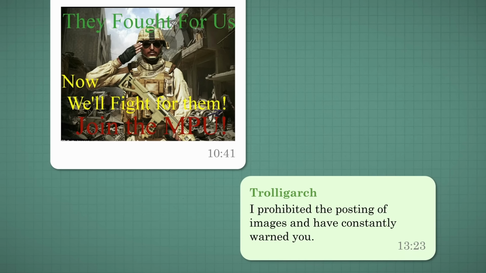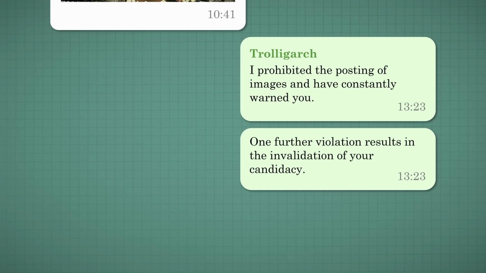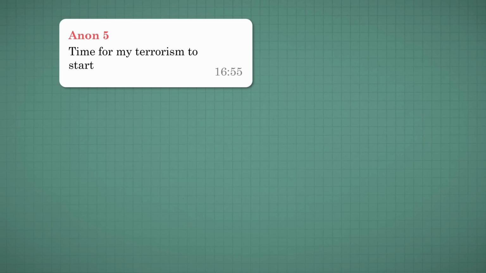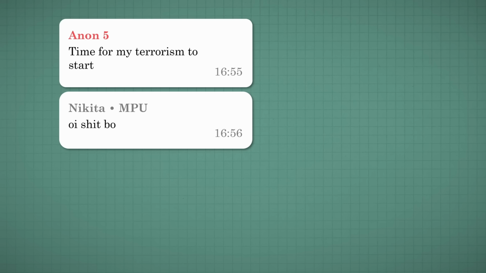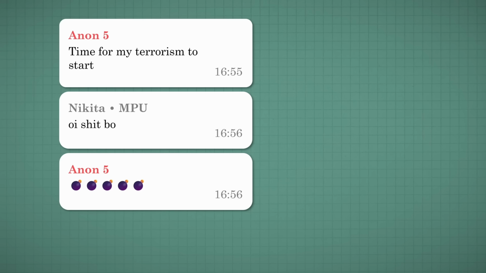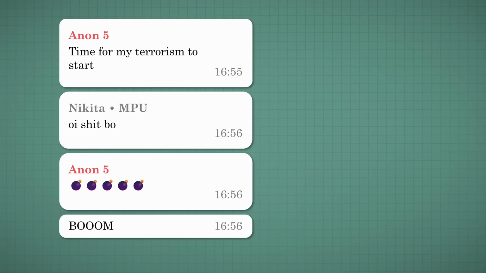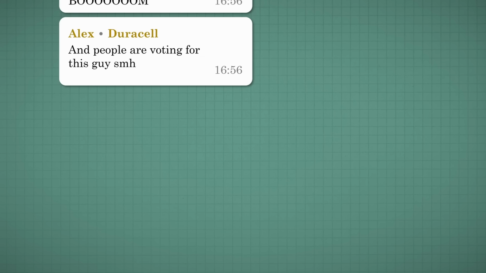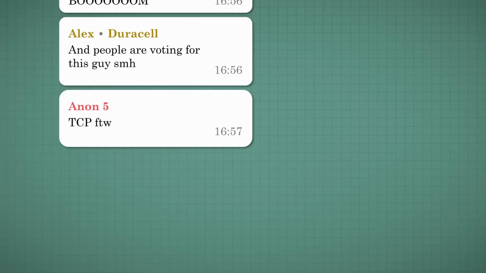I prohibited the posting of images and have constantly warned you. One further violation results in the invalidation of your candidacy. You will be allocated a time when you can spam memes and debate. Time for my terrorism to start. Oh shit, boy. Bomb emoji, bomb emoji, bomb emoji. Boom! Boom! And people are voting for this guy, shaking my head. TCP for the win!